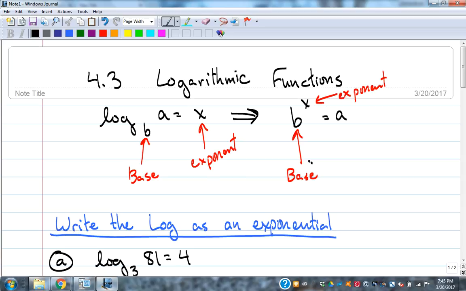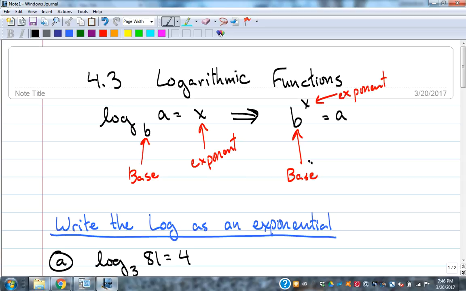Okay, so for this, when you read this, it is log base b of some number is equal to x. The base of the log is the base of the exponential. When we say base, what's the base? 3 to the x or something like that. The base is 3. The base of the exponential is the same as the base on the log. And then what the log is equal to is the exponent.